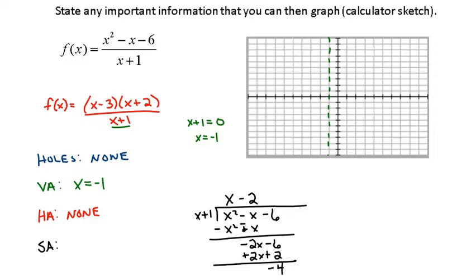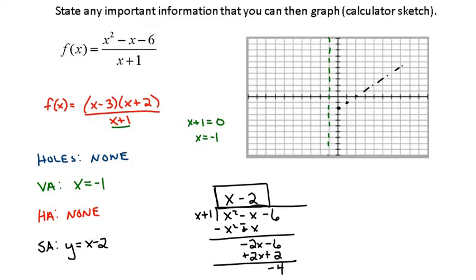I really don't care about the remainder. What I do care about is the x minus 2 on top. So your slant asymptote is y equals x minus 2. So the slant asymptote goes down 2, up 1, over 1.